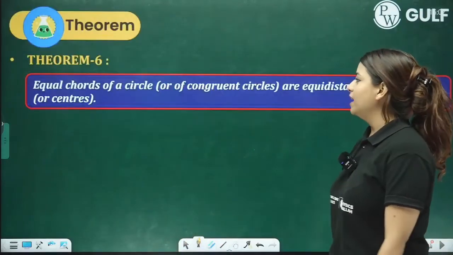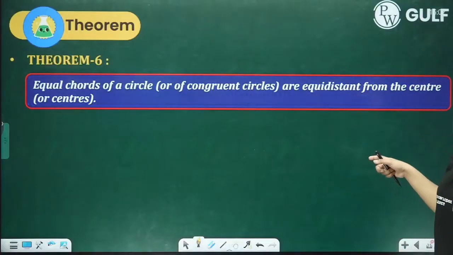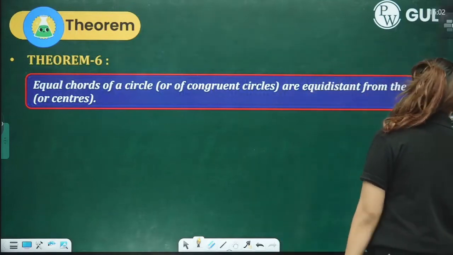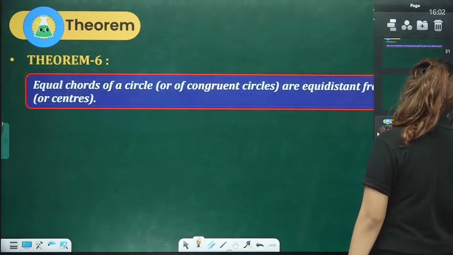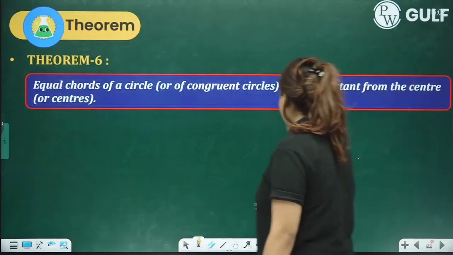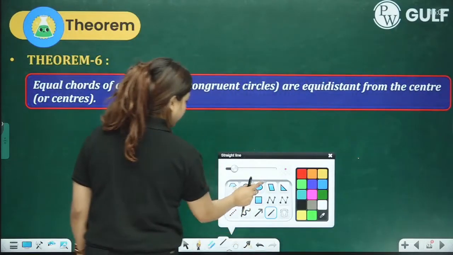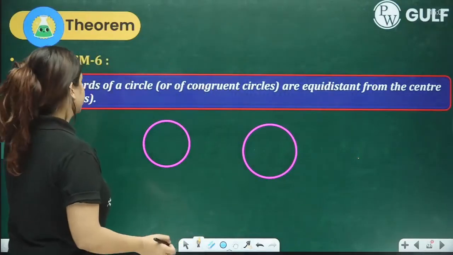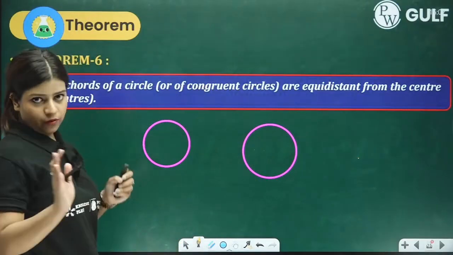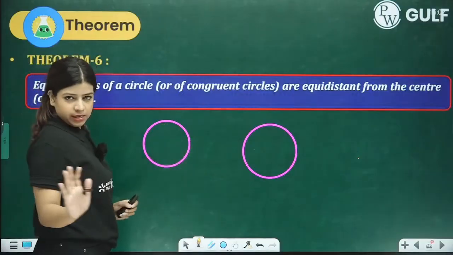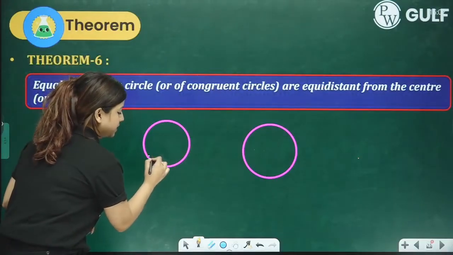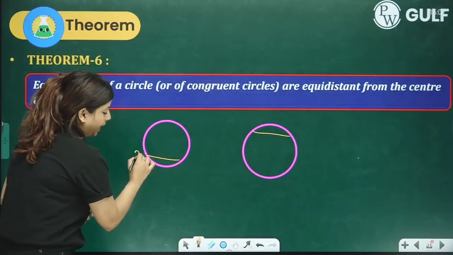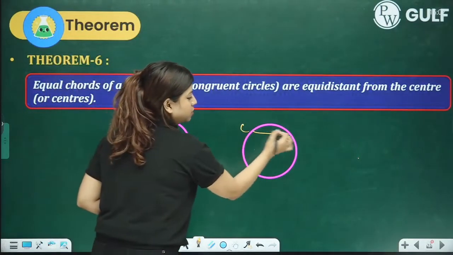The next theorem is: equal chords of a circle are equidistant from the center. Now what does this mean, students? Let's understand this. Let's make two circles, one here and the other here. Equal chords of a circle, for example, these two circles are equal to each other and let's say these are two equal chords, AB is equal to CD.